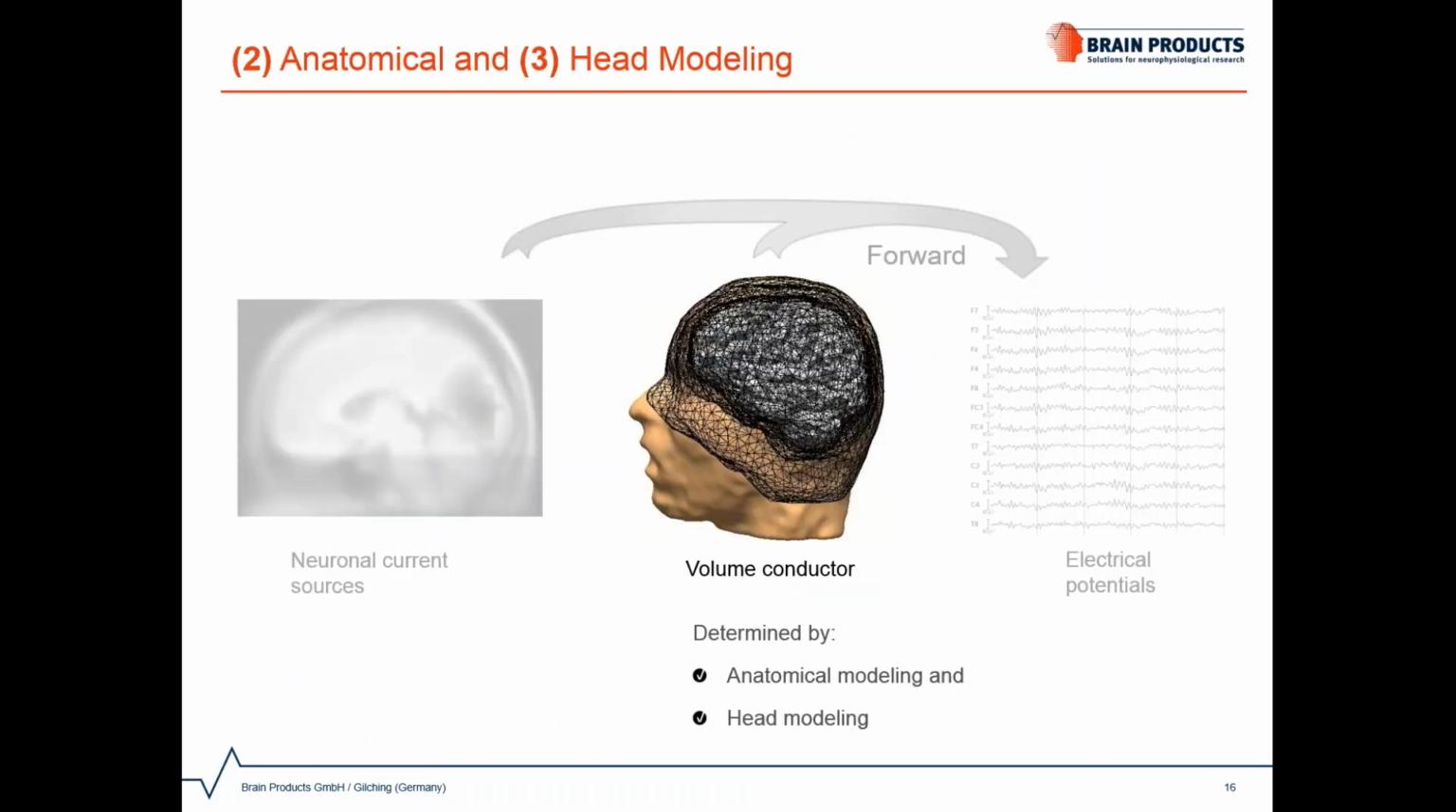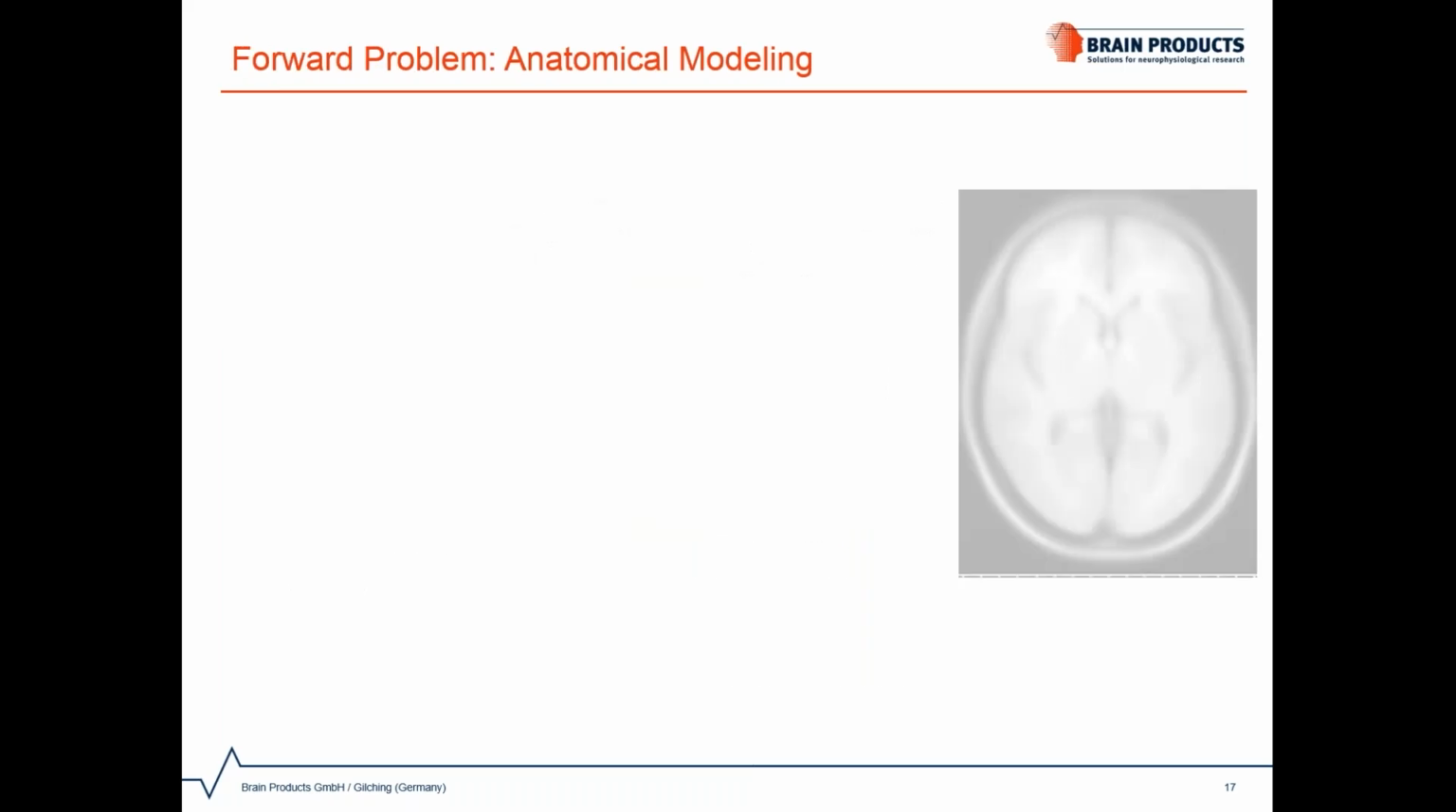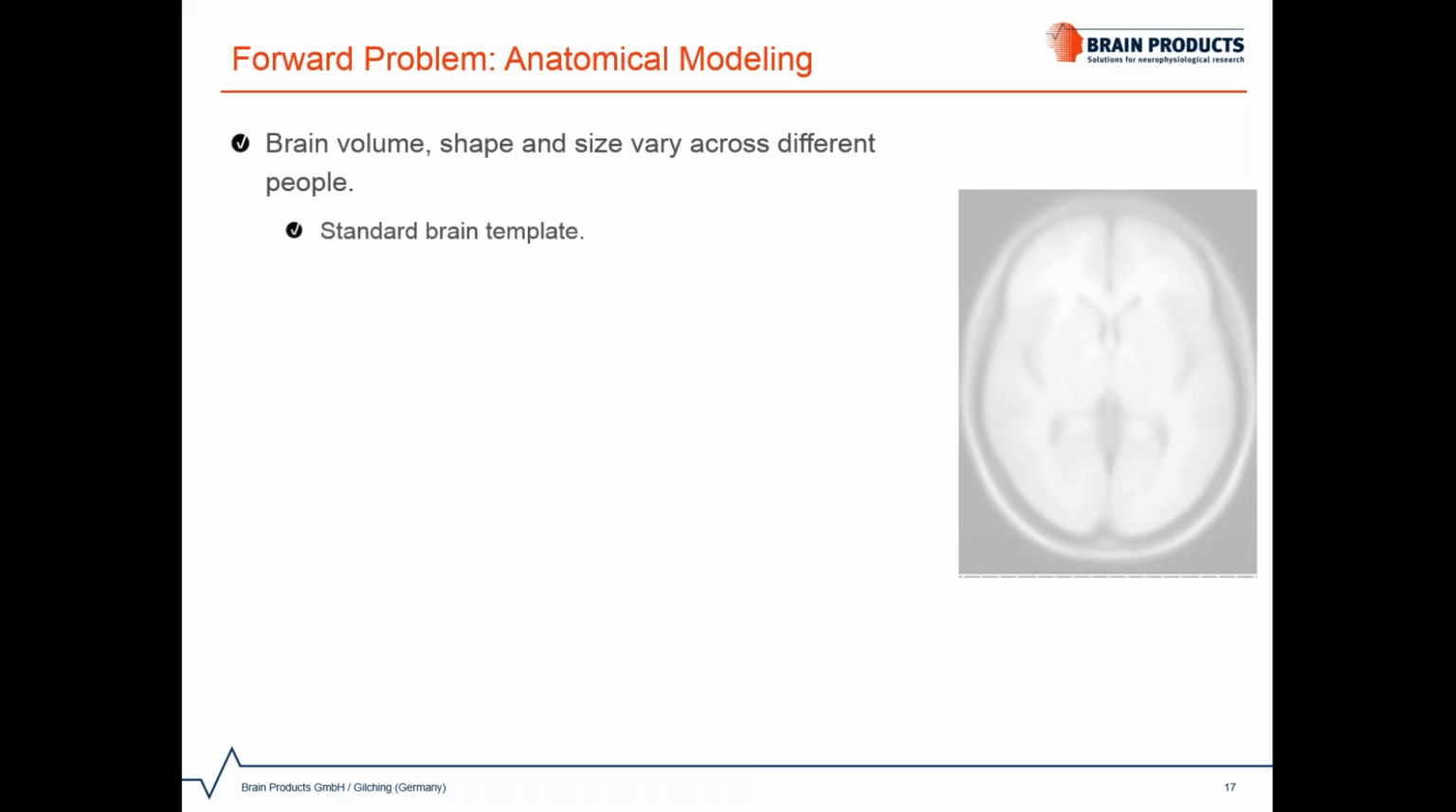Okay, let's move on to the anatomical and head modeling, which are the second and third ingredients of forward modeling needed to determine the volume conductor. So first, the anatomical modeling. An MRI scan is commonly used to acquire anatomical images. However, there are certain differences, for example, in the brain's volume, shape, and size across different people. Due to this reason, there comes a need for a reference or a brain template, which is also known as a standard brain template. They represent finer anatomical details of the brain.